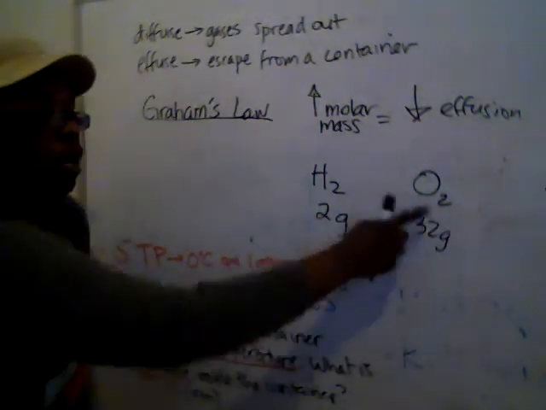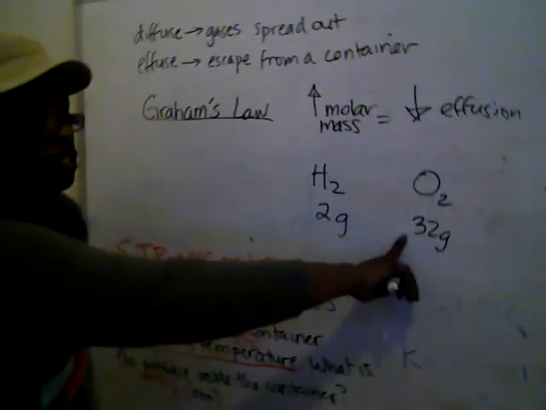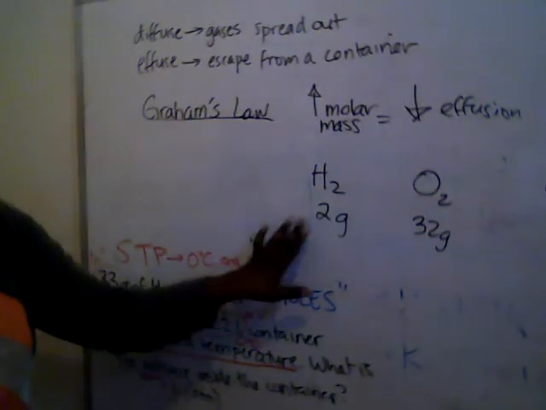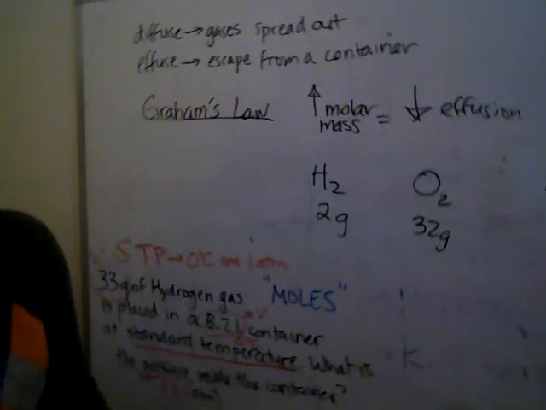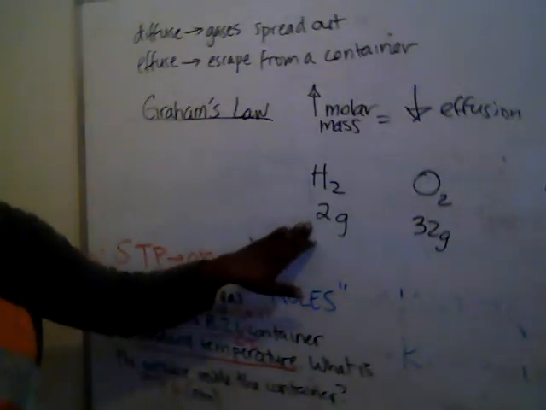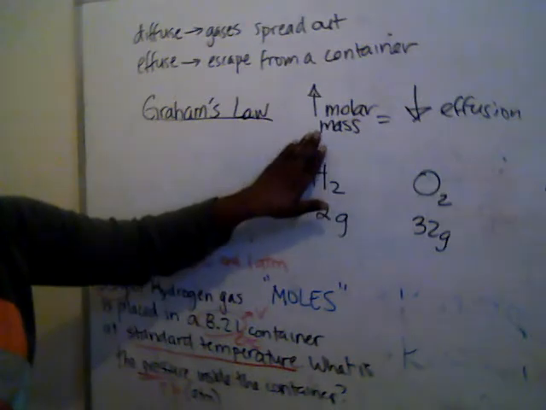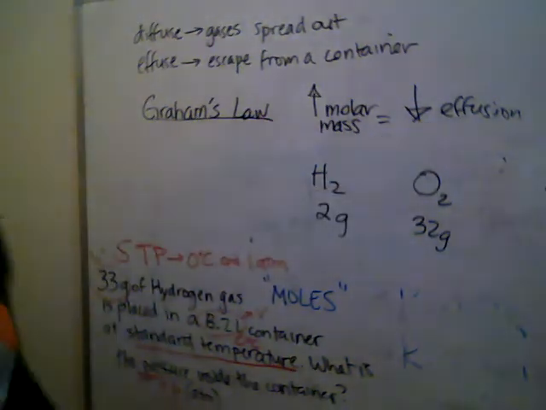So between these two, oxygen is a bigger sized particle. Oxygen gas would not move as quickly as hydrogen gas because it's bigger. So if they were in a balloon together and there was a hole in the balloon, the hydrogen would be able to move through that hole a lot quicker. That's all this means. The higher the molar mass of the gas, the lower the rate that it can escape or move.